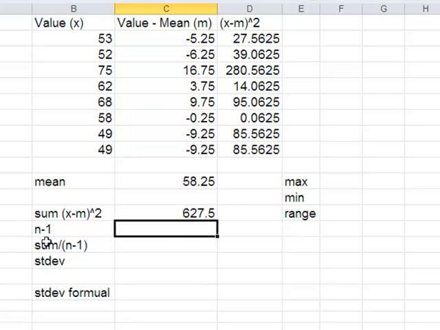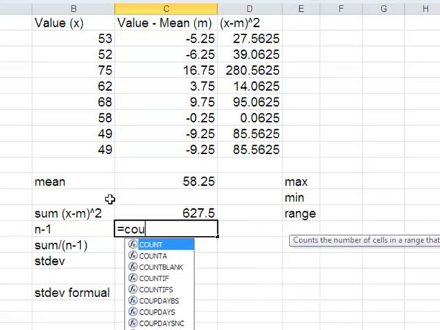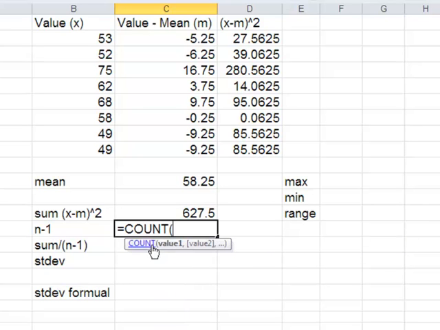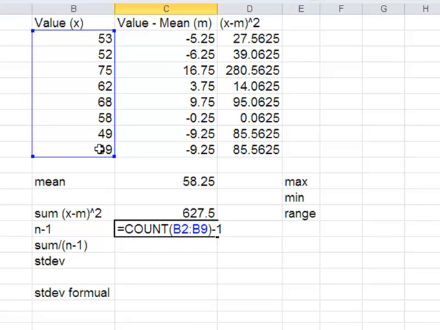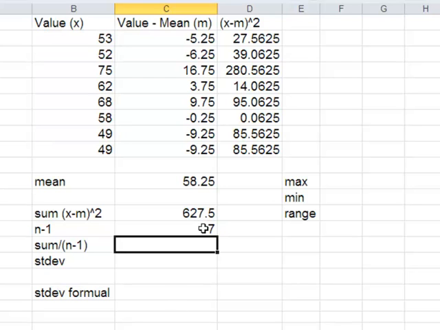I now need to figure out how many things there are that I've used and subtract one. So equals count my values minus 1, because I want to subtract one off of that. And I get 7, because there were 8 things, I subtracted one off.